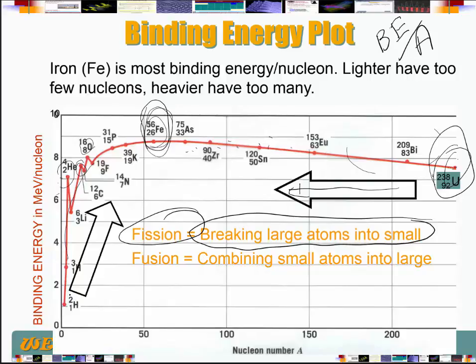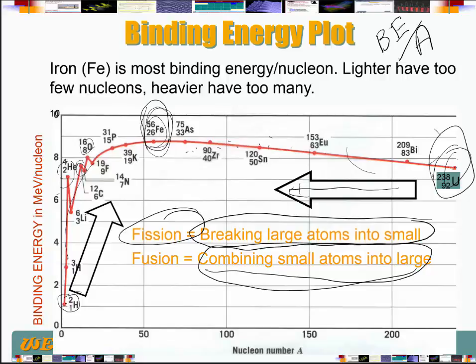From the other side, if we take some of these small nuclei and combine them to make larger atoms, like what happens in the sun. Hydrogens combine into deuterium, deuterium combines into helium, etc.